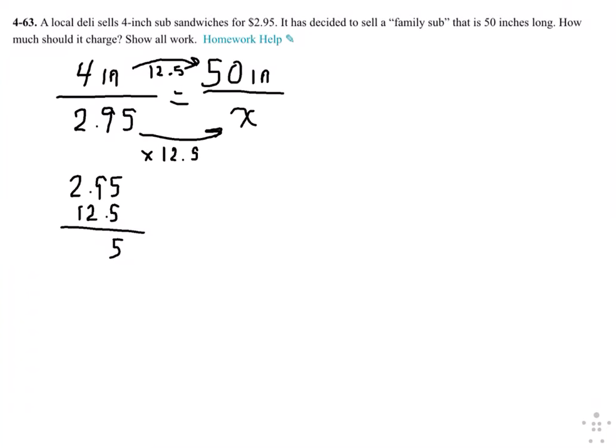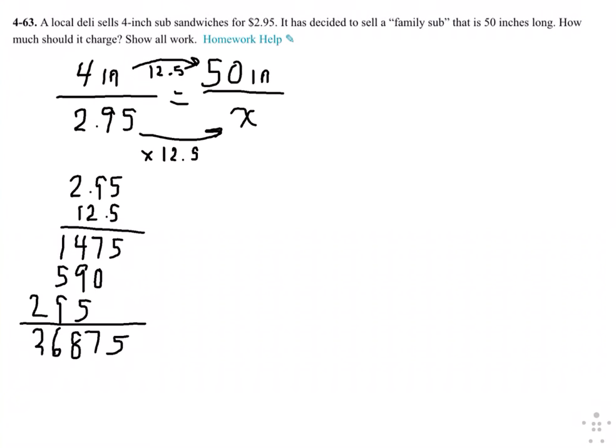5 times 2 is 10, 4, 10, 14. Okay, then 2 times 5 is 10. Carry the 1, 18, 19. Carry the 1, 4, 5. And then 5, 9, 2. And we get 5, 7, 18, 16, 3. And then 1, 2, 3 decimal places.